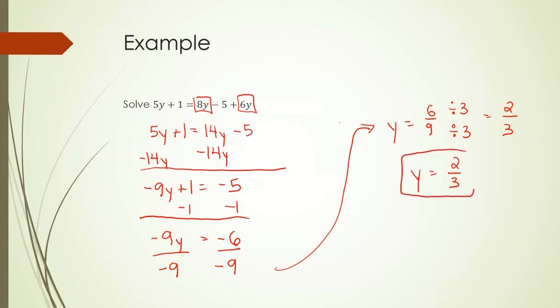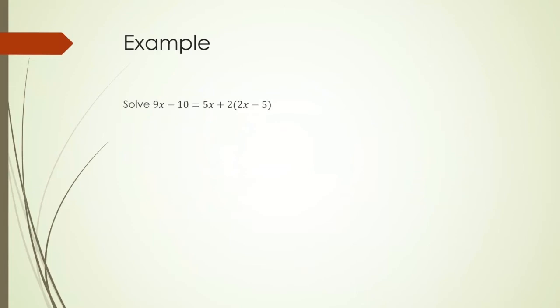So you always want to make sure that if you get a fraction, you reduce your fraction as much as possible to get your final answer. Okay, so again, I'm making things more complicated. So here we have 9x minus 10 equals 5x plus 2 times 2x minus 5.